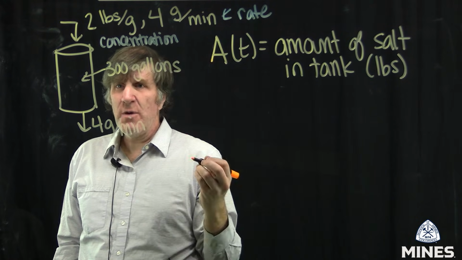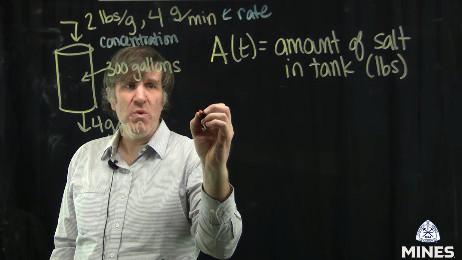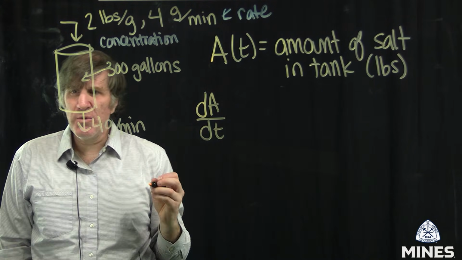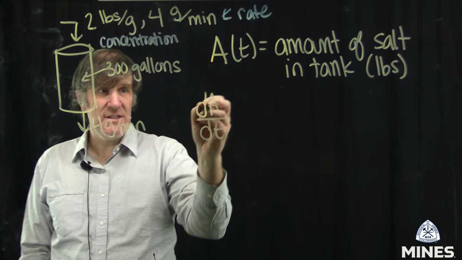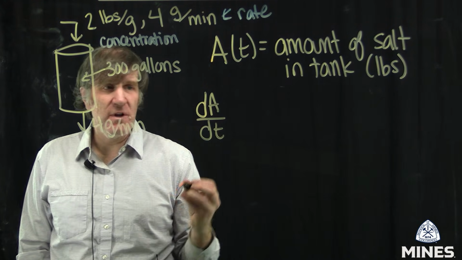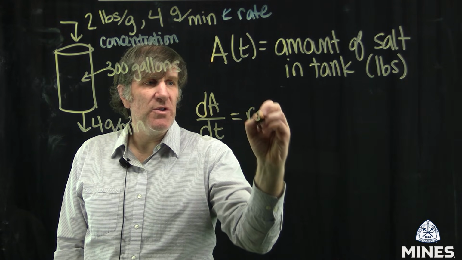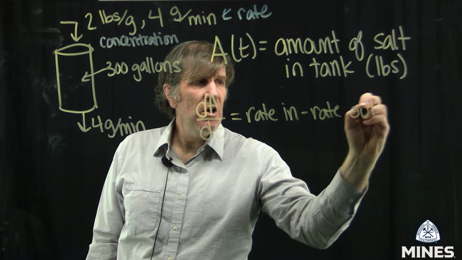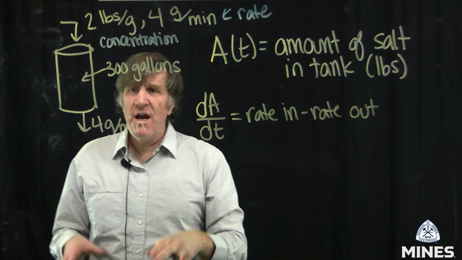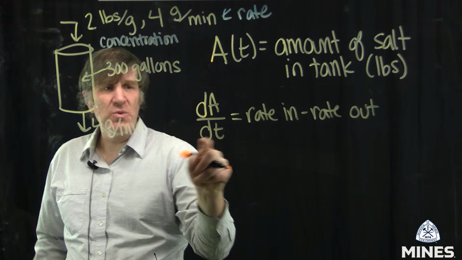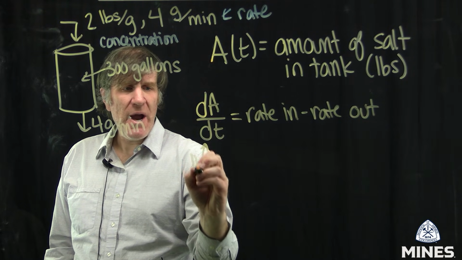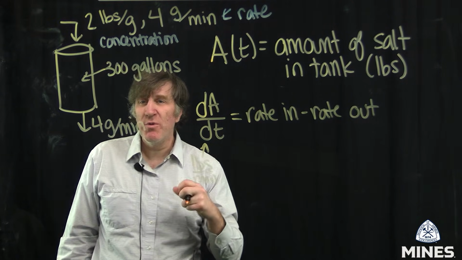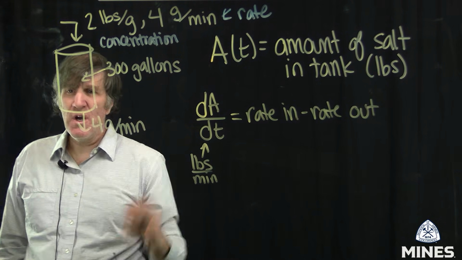So in order to set up a differential equation for this scenario, what we want to look at is the rate of change of the number of pounds in the tank. That is dA/dt, or A prime, the derivative of A. And that is going to be equal to the rate in minus the rate out of salt. How much salt is coming in, how much salt is going out. The units of the derivative are pounds per minute, right? It is a rate of change of the number of pounds. So it has units of pounds per minute.